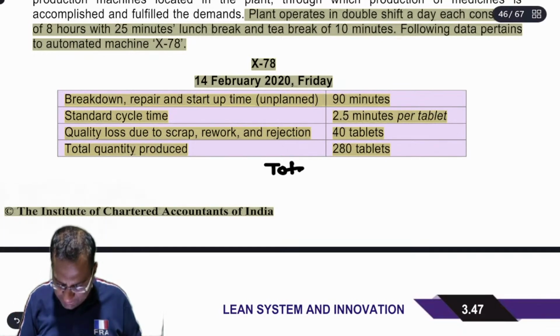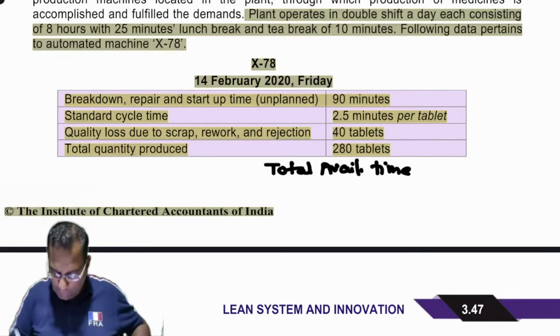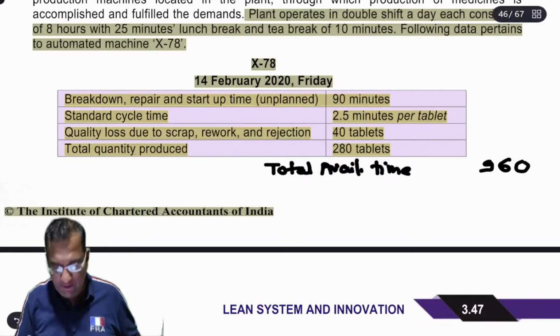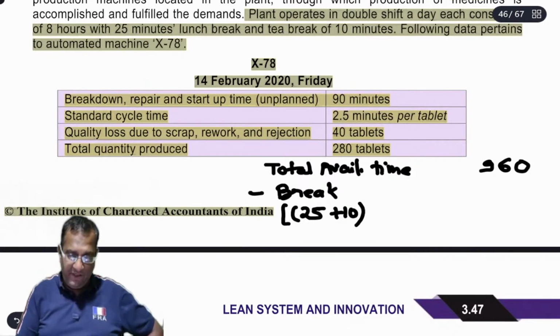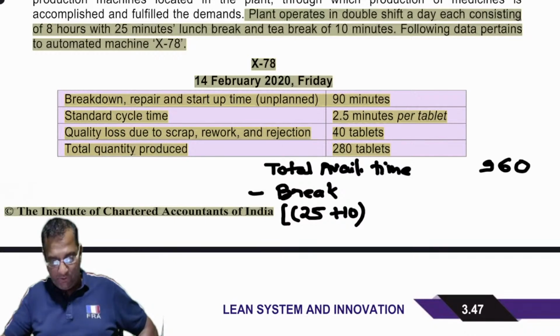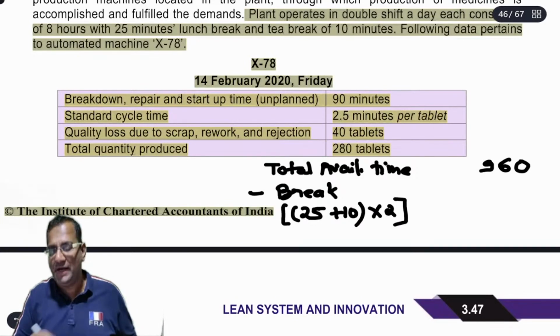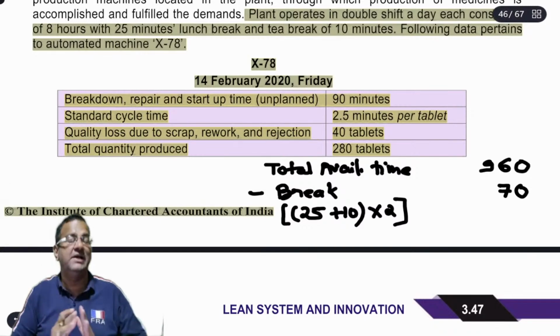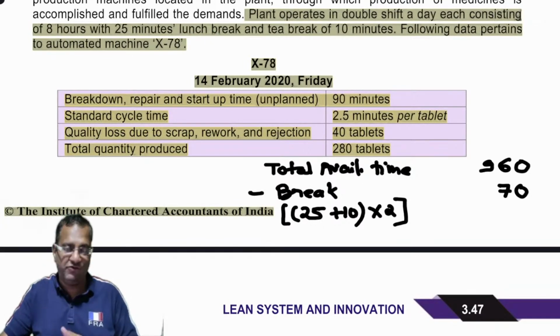So total available time. When we say total available time, it's an 8 hours shift. In 8 hours, we will have 480 minutes. So 960 minutes are available per day, minus breaks. Please remember, beta, the 25 minutes break and 10 minutes break are per shift. 25 minutes lunch break, and in the other shift there will be a dinner break. So 25 and 10 minutes are per shift. Multiply by 2, so it will be 35 into 2, 70 minutes of normal idle time. This is very, very important, beta. In a shift there is a lunch break, so in the other shift there should be a dinner break. That's very common sense.